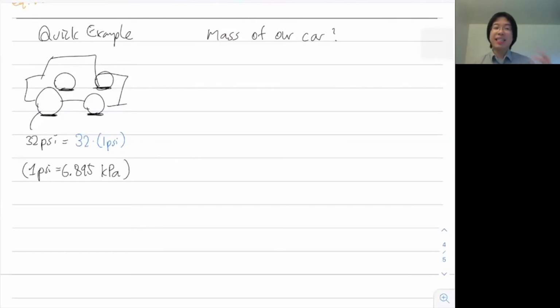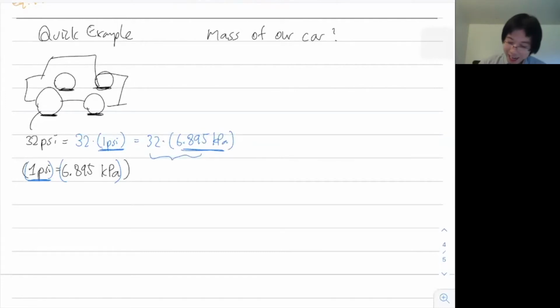Does that make sense? Yes, 32 PSI is 32 amounts of 1 PSI, right? So 32 times, I can write a times symbol if I want, of 1 PSI. Now let's look over here. 1 PSI is exactly 6.895 kilopascals. So I can replace that parentheses with 6.895 because this is exactly this. Now I just have to do the math and plug that in the calculator. You punch that in the calculator and you realize that's around 220. And now you're just left with this unit.